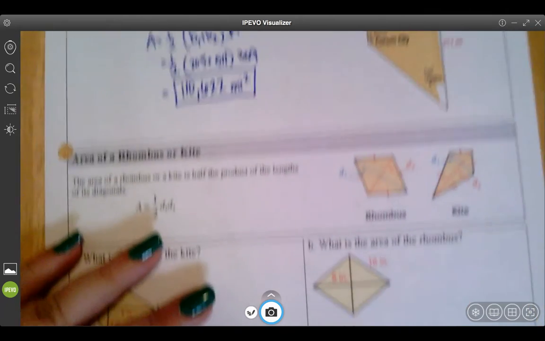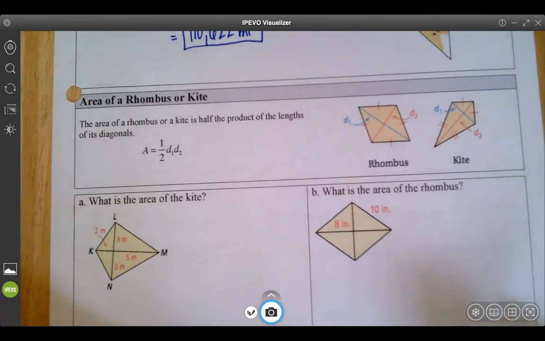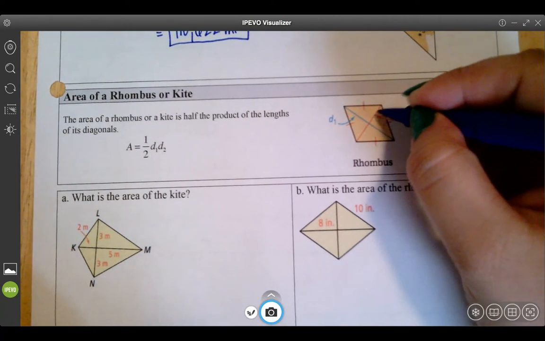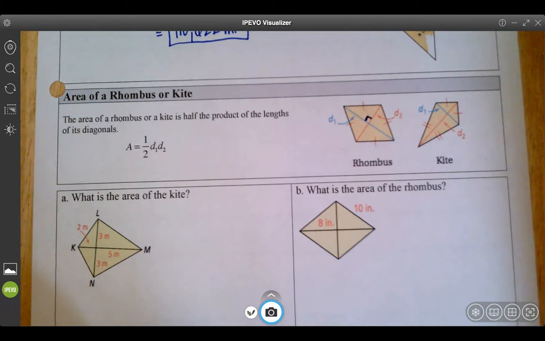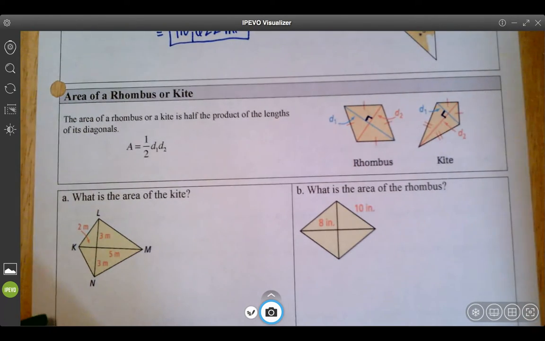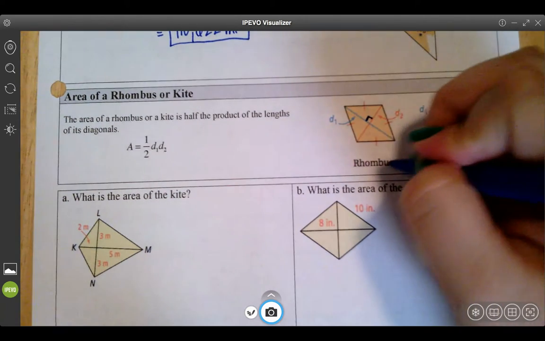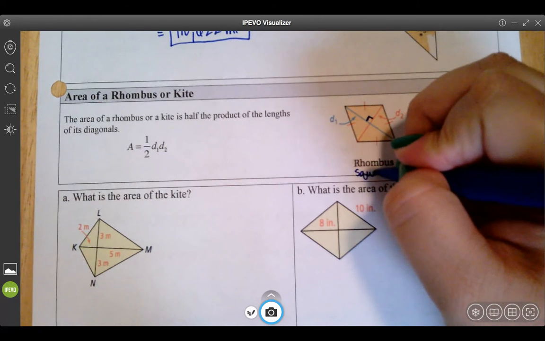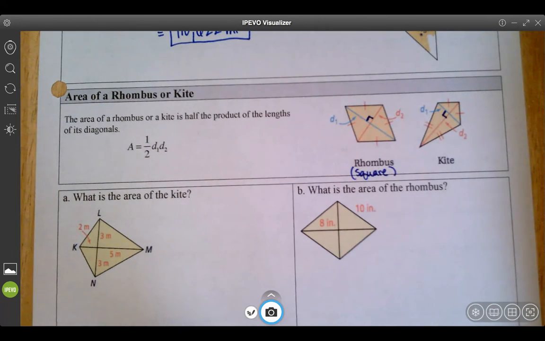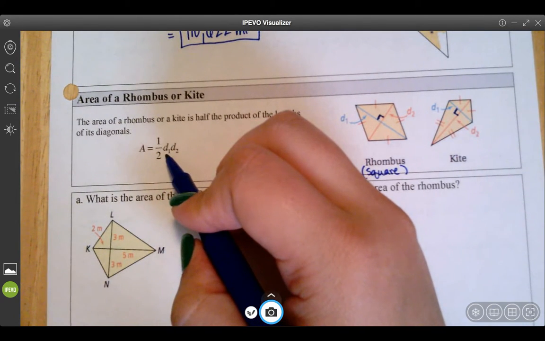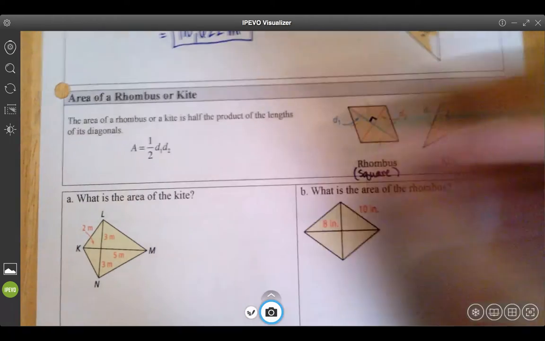For a rhombus or a kite, we have a very similar formula, except instead of multiplying base times height, we're going to multiply by the diagonals. And the reason we can do this is because just like base and height being perpendicular, for a rhombus and a kite, the diagonals are already perpendicular. And that means we can use this formula for a square as well. So we have area equals 1/2 times the length of the first diagonal times the length of the second diagonal.